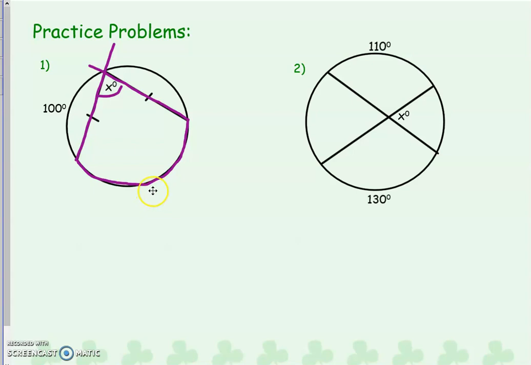Now, the key is I've got to find this arc measurement right here. Now, I do know this is 100 degrees, and I know something else. I know that this chord is equal to that chord. And if you remember in our homework the other day, we learned that chords that are equal have equal arcs. So since this chord has an arc that's 100, this chord would have an arc that's 100. And how many degrees do we allow in a circle? Ah, so I think now you know that must be 160.